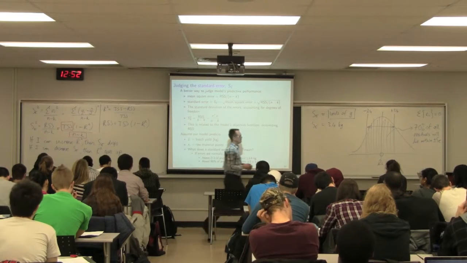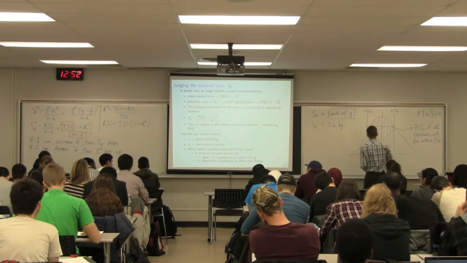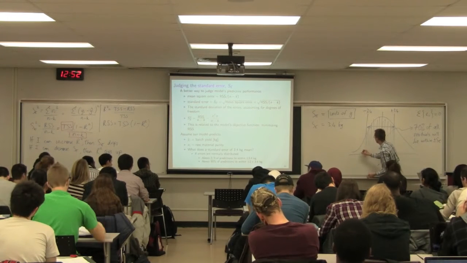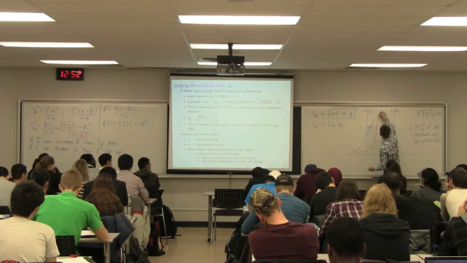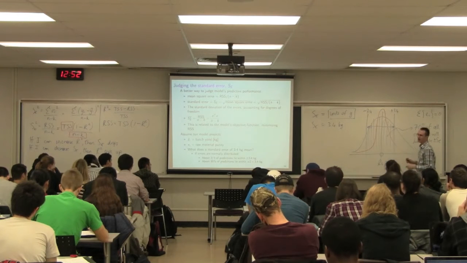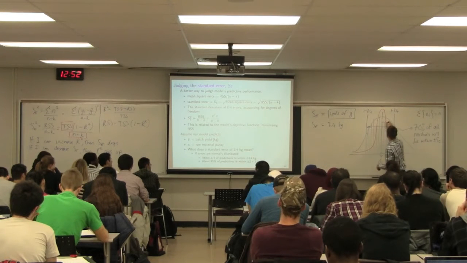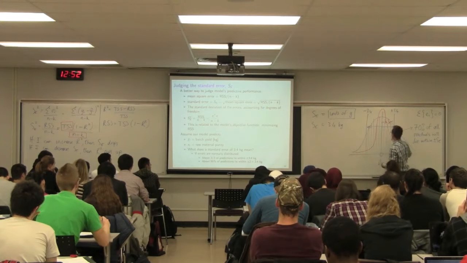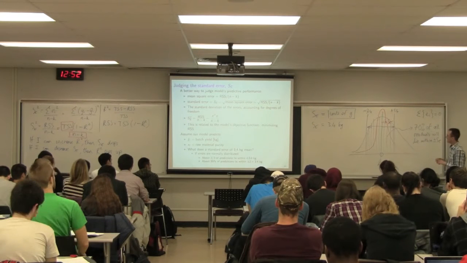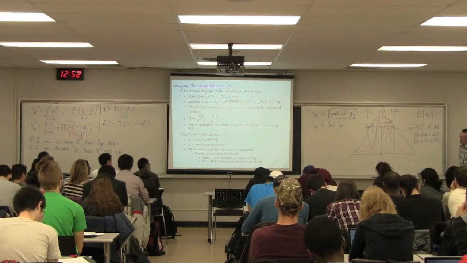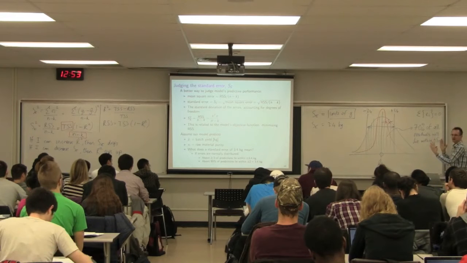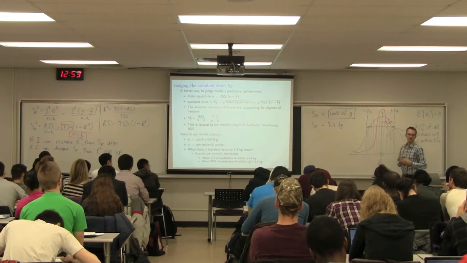So by increasing R squared, your standard error goes down. That's implying that your histogram for your residuals will narrow up. So you'll now get a smaller standard error. So for a higher R squared, you get a narrowing histogram on the residuals.